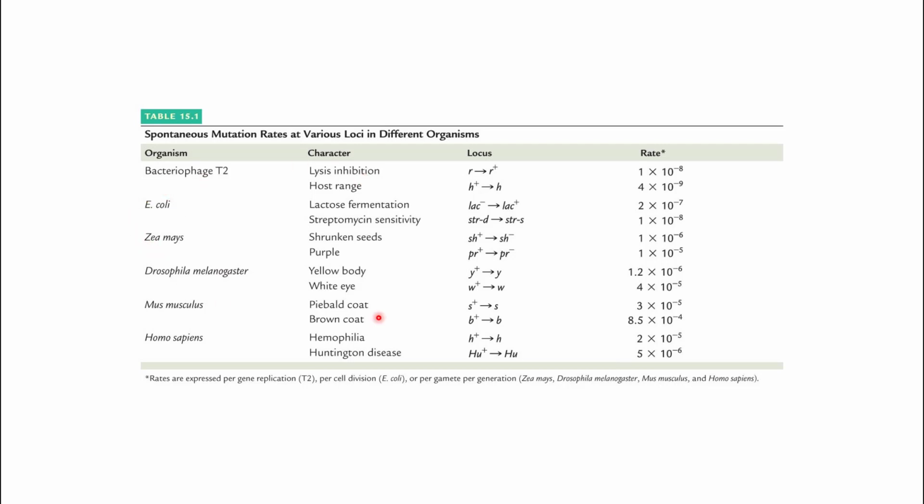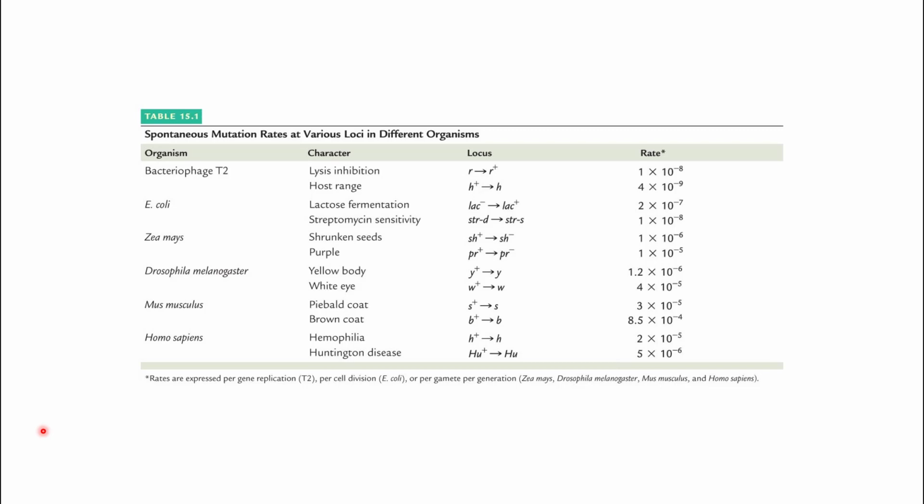Furthermore, if we compare mutation rates, say in Homo sapiens, so here's Huntington's disease, hemophilia, here's the mutation rates. Those mutation rates are not the same. They are a little bit larger. They're not quite as small as, say, the mutation rate in the bacteriophage. So again, we have differences between organisms.